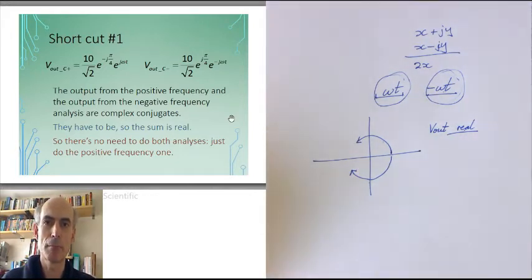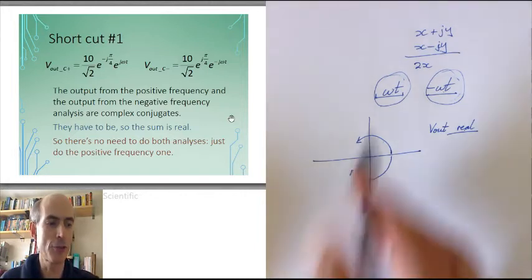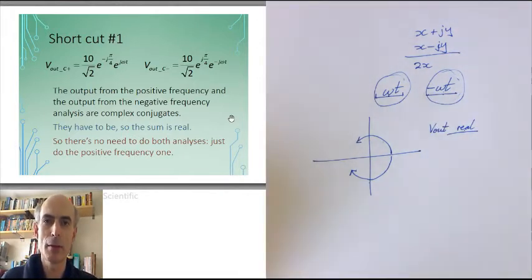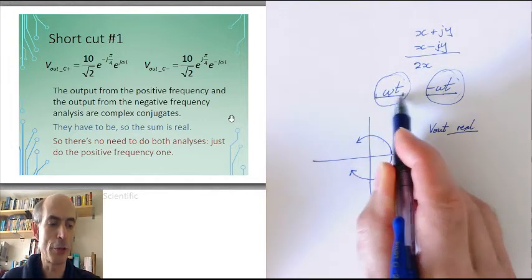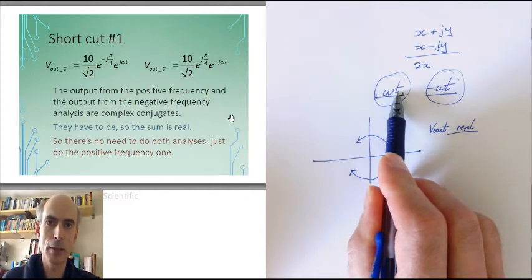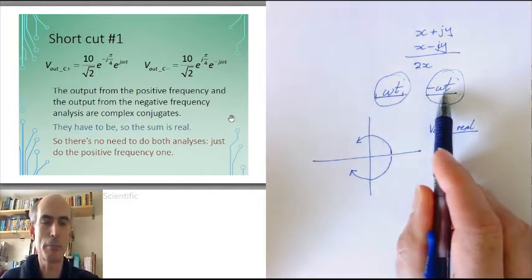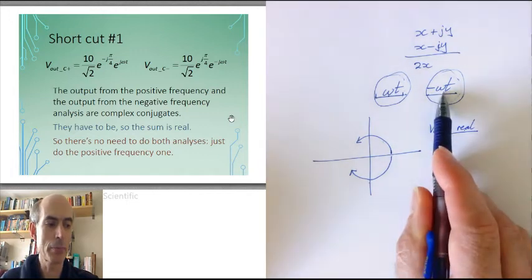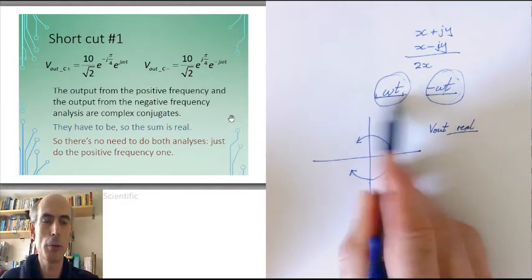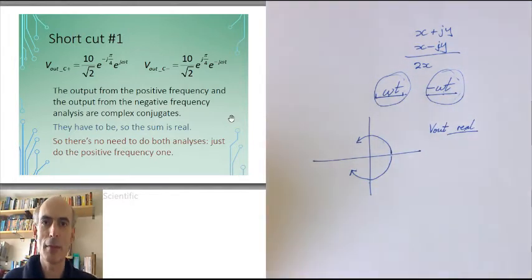So there's no point in doing all of the calculations for all the positive frequency components and all the negative frequency components. We might as well just do all the positive frequency components, get the positive frequency component of the output, and then say, well, the negative frequency component of the output must end up being the complex conjugate of the result that we've just got from adding up all the positive frequency components. And we've just reduced the amount of work that we have to do by 50%. We only have to consider the positive frequency component of all of the sources.